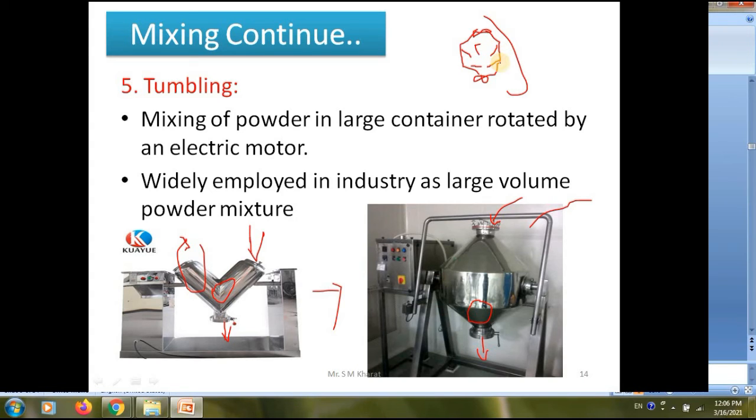Okay, so such kind of baffle will also be added over here to get a proper mixing and to achieve a proper particle size. Okay, so such kind of attachment is also provided in both V shaped as well as cone shaped dumbbells or tumblers. Okay, so this is one more technique for tumbling. This is more majorly used for the large scale manufacturing. Okay, so these are the 5 different techniques for your mixing of powder.